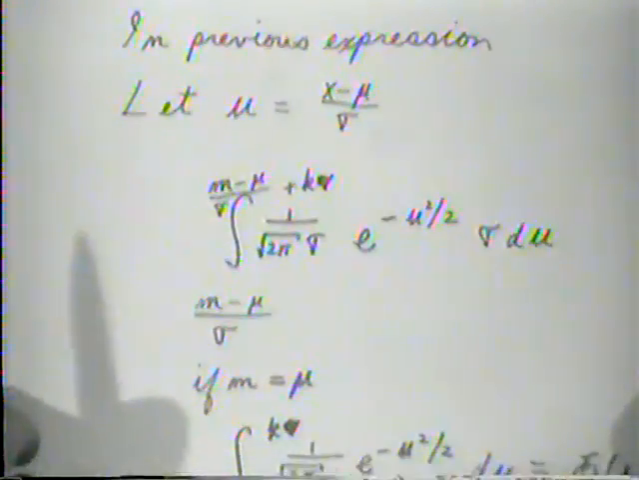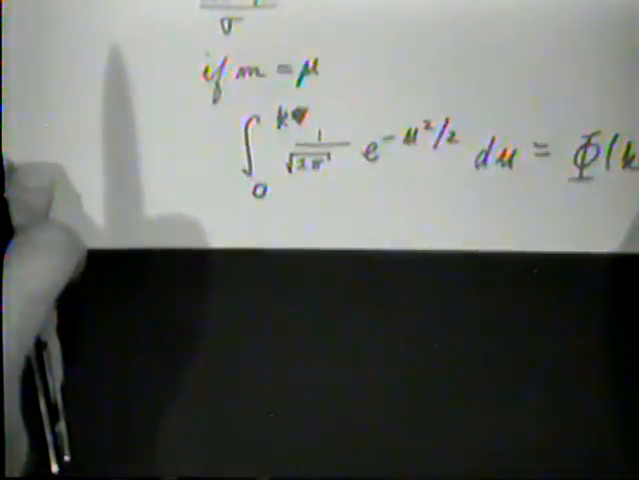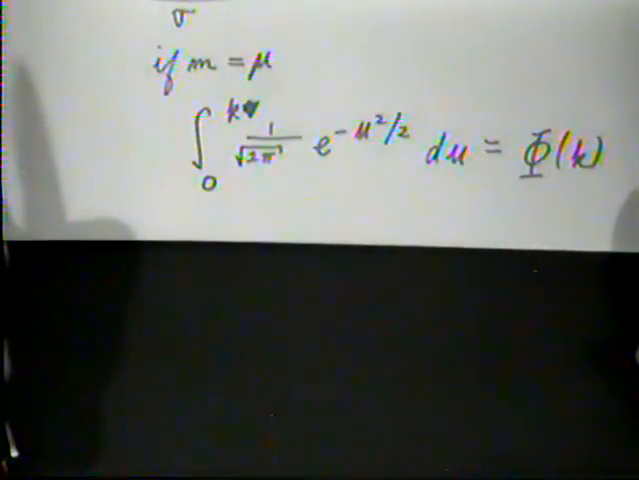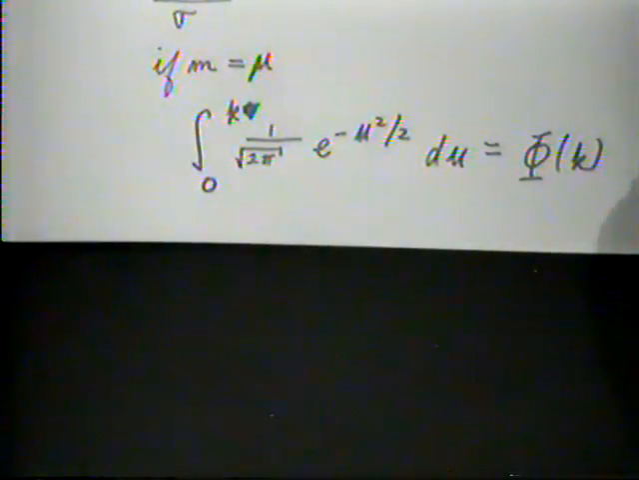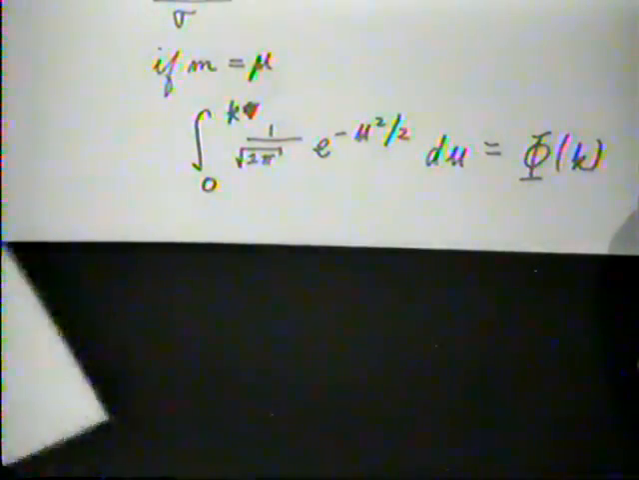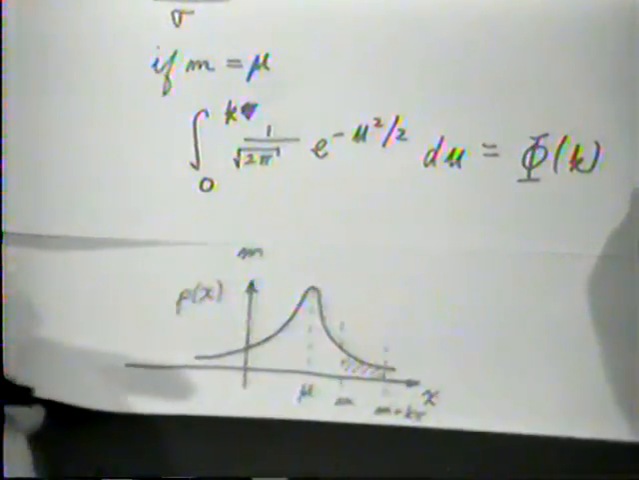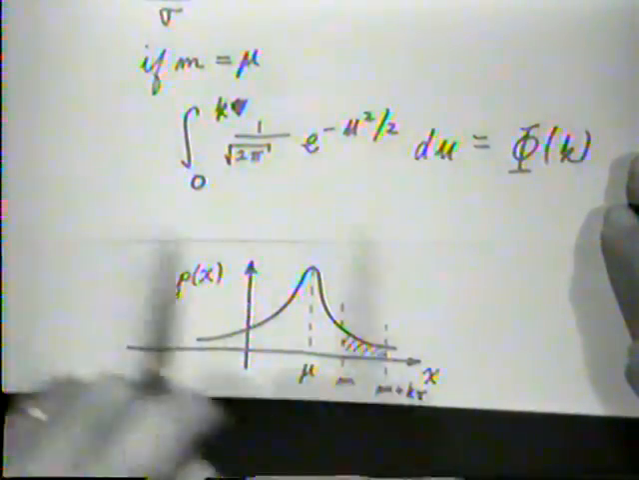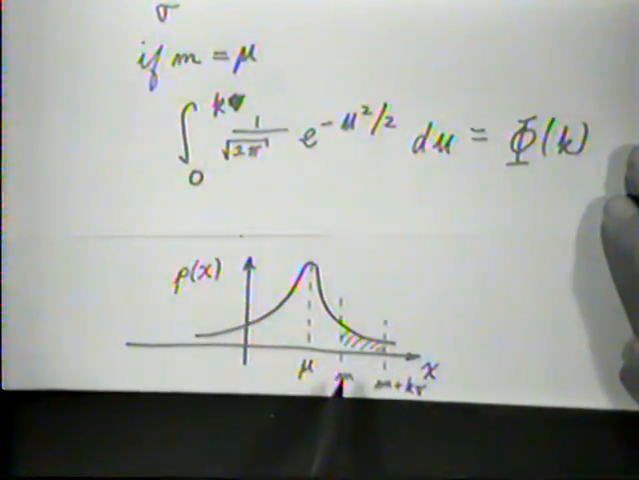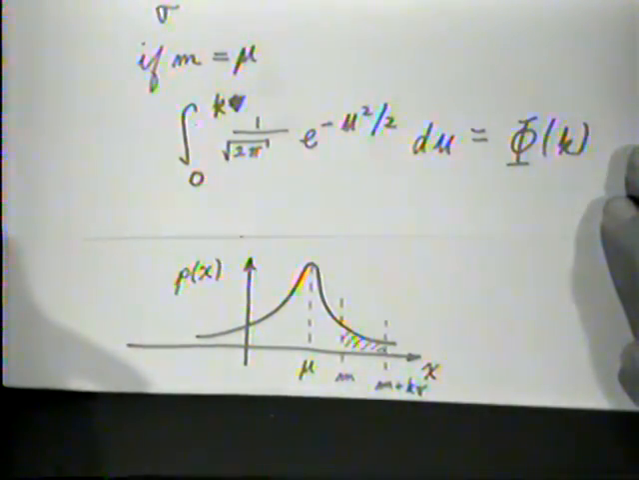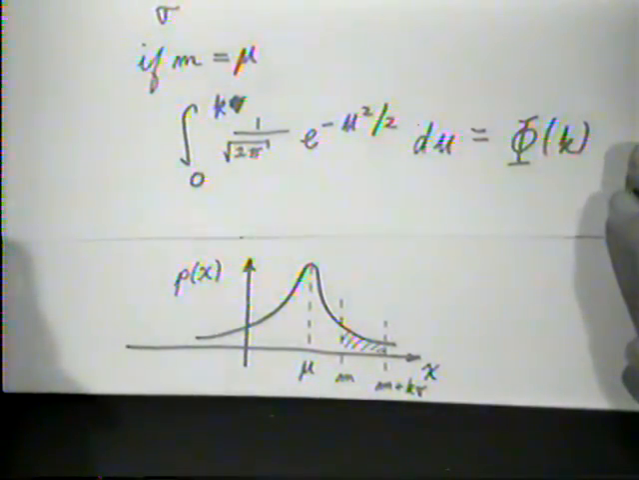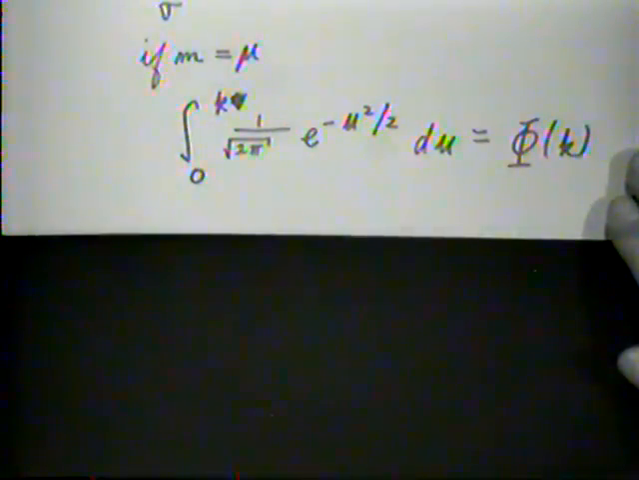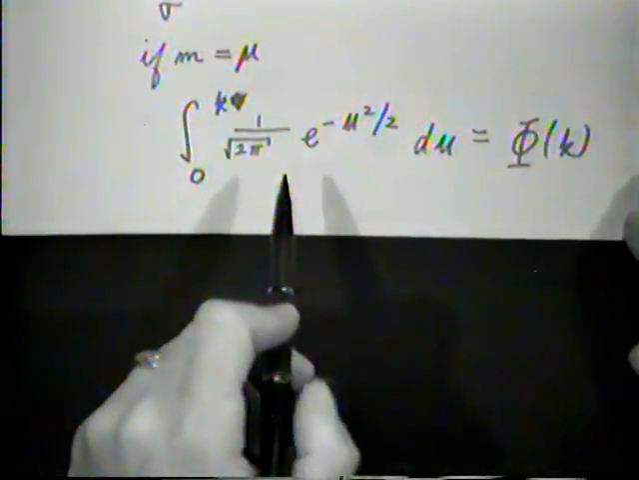There's a special case, and that is the special case when m is equal to mu. When m is equal to mu, then what we're seeking, going back now to the original sketch, is an area from the mean to the mean plus a certain number of standard deviations, somewhat like we had looked for when we were evaluating the Chebyshev bound in the previous tape.